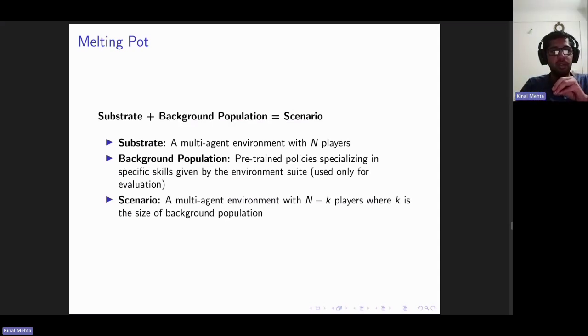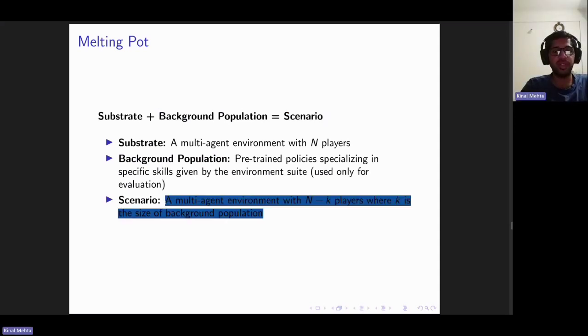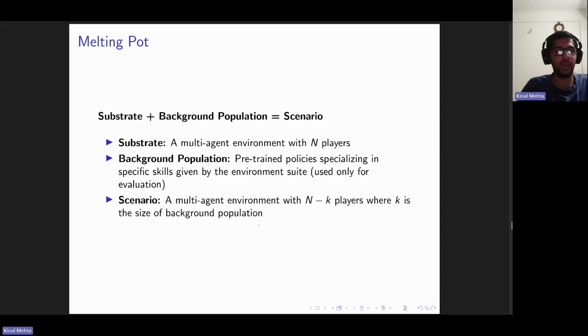So yeah, we can have various kinds of background population in the scenario that I mentioned, and then that will lead to specific scenarios where the background agent only knows how to cut it or how to boil it or how to serve it. So scenario is basically a multi-agent environment with n minus k players, where k is the size of the background population. So these are the terms defined by Melting Pot.